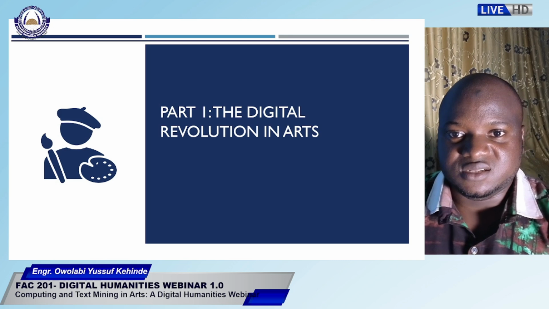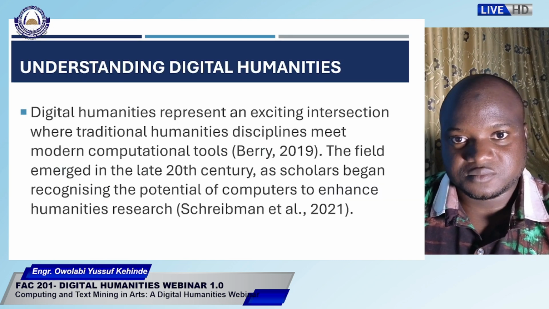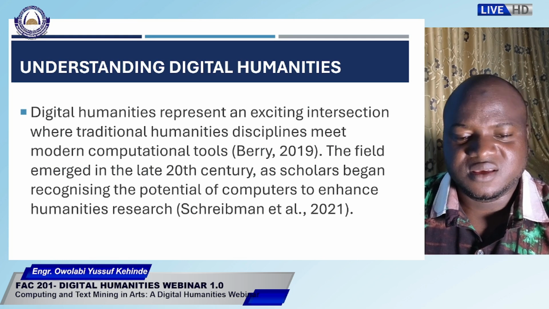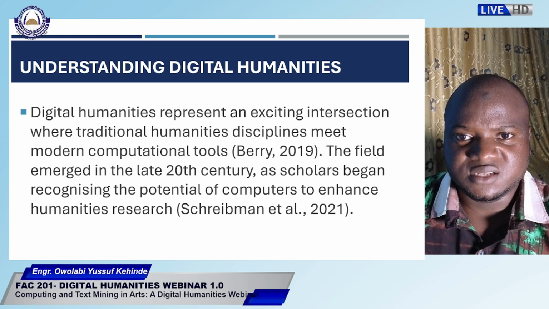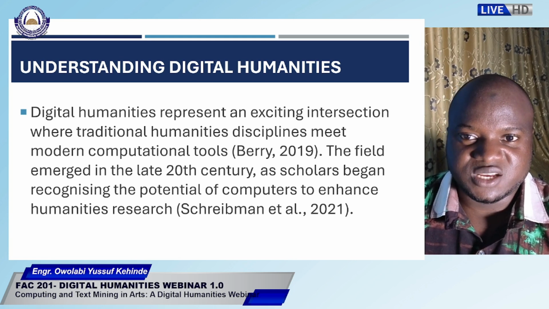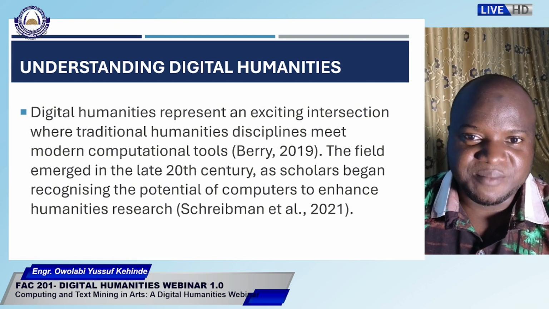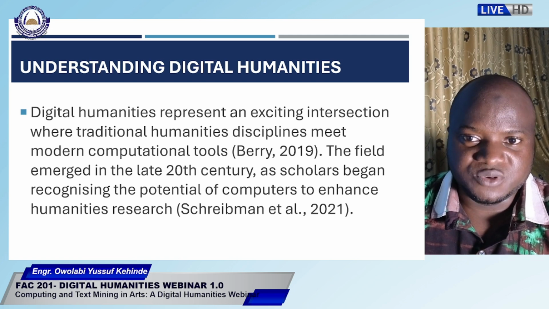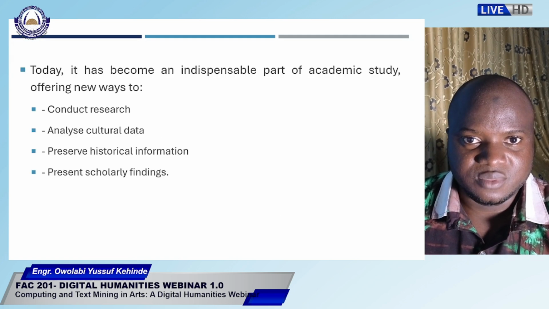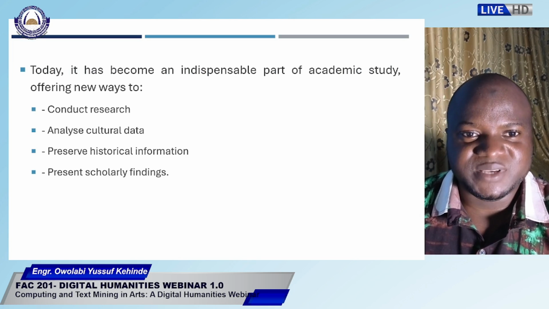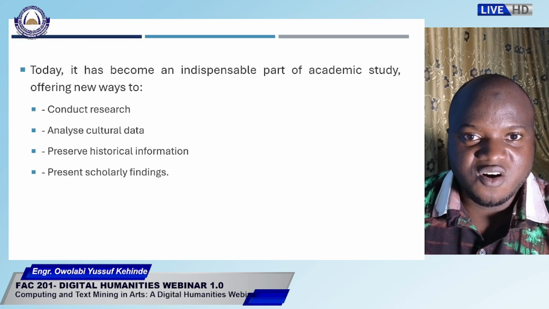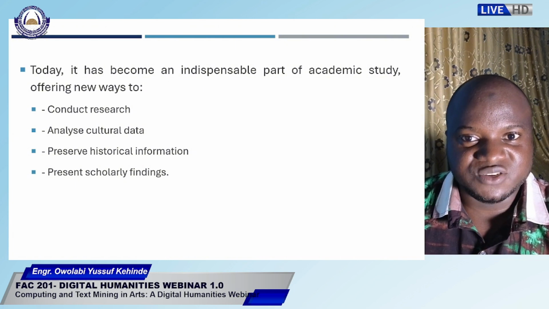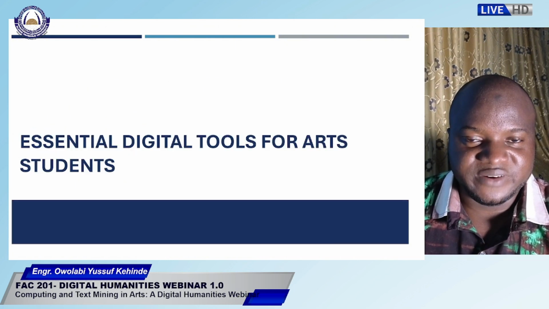Part 1, Digital Revolution in Arts. Understanding digital humanities. Digital humanities represents an exciting intersection where traditional humanities disciplines meet modern computational tools. The field emerged in the late 20th century as scholars began recognizing the potential of computers to enhance humanities research. Today, it has become an indispensable part of academic study, offering new ways to conduct research, analyze cultural data, preserve historical information, and present scholarly findings.